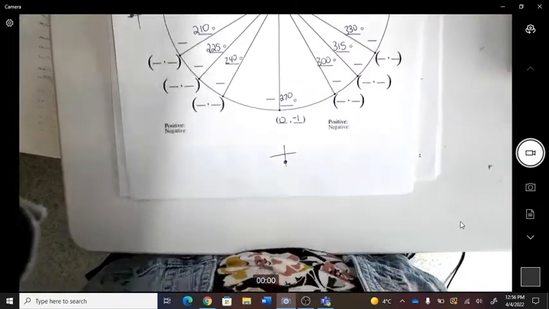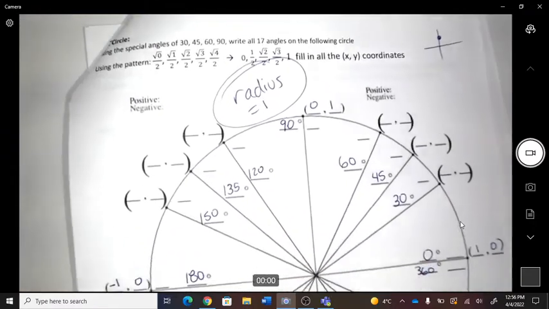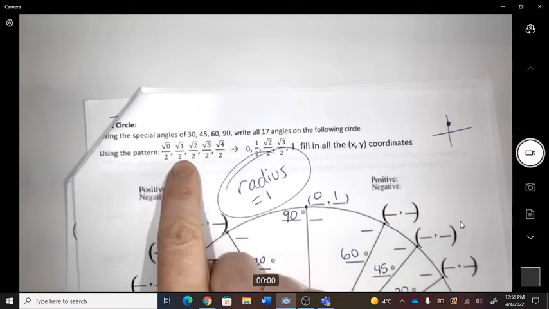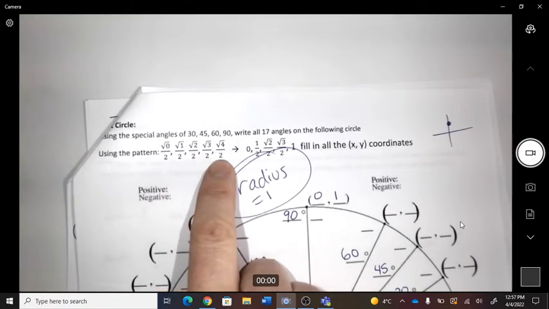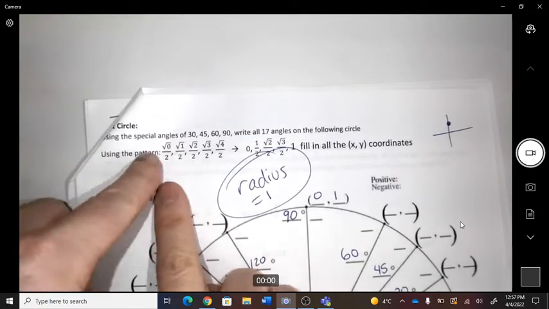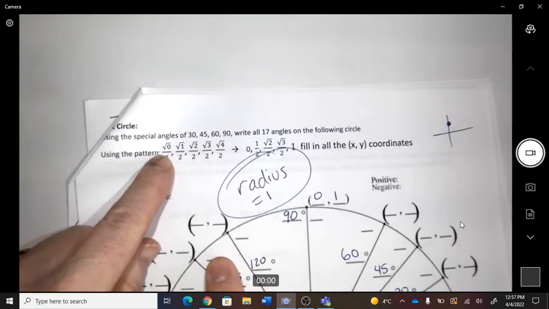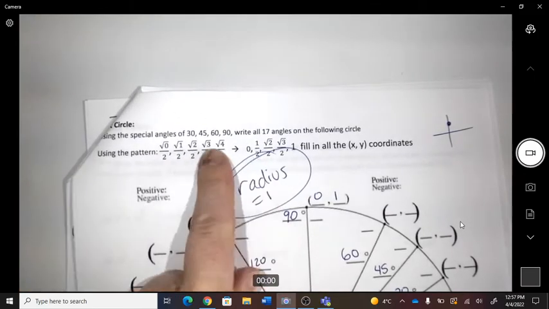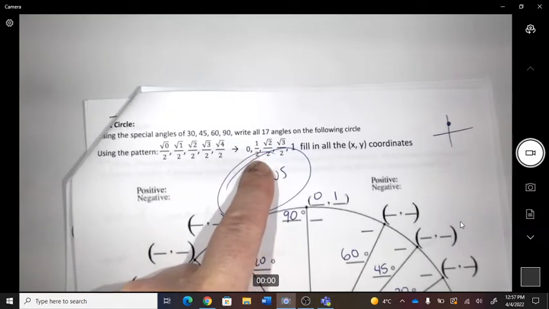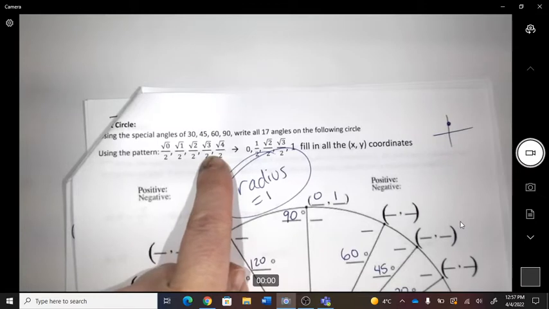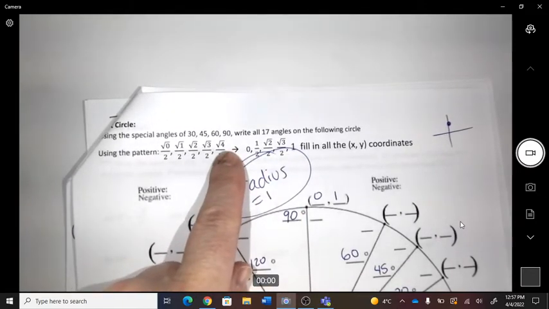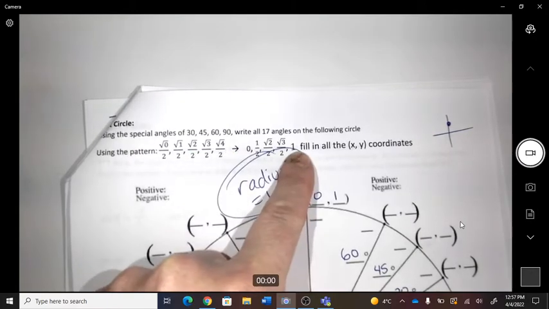Now we're going to fill in the rest. So here's the pattern: root 0 over 2, root 1 over 2, root 2 over 2, root 3 over 2, root 4 over 2. See how I make that pattern? I simplified this one because what is root 0? 0 divided by 2 is just 0. The root of 1 is just 1, so I can change that. The root of 2, I can't do anything. The root of 3, I can't do anything, so they stayed. What is the root of 4? 2. 2 divided by 2 is 1.